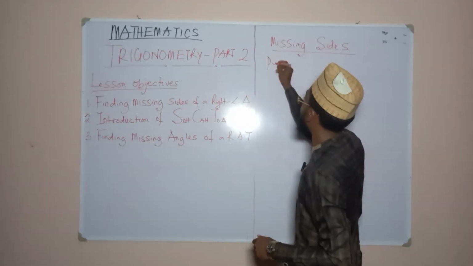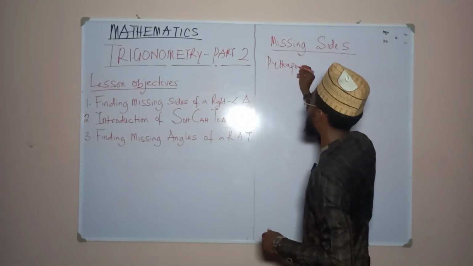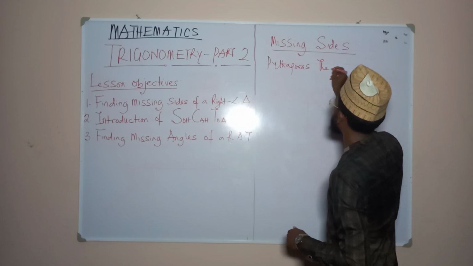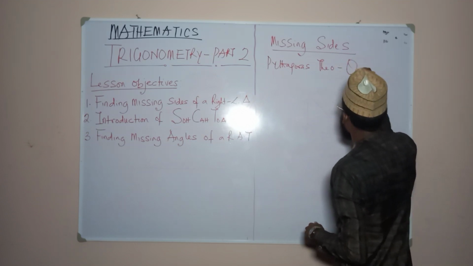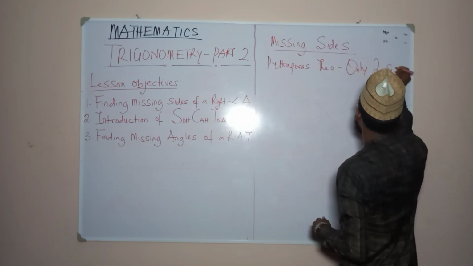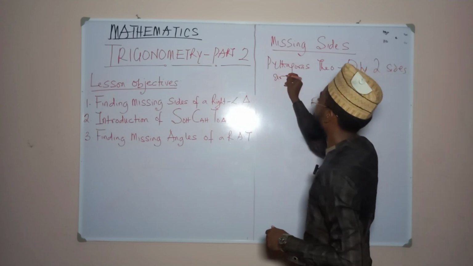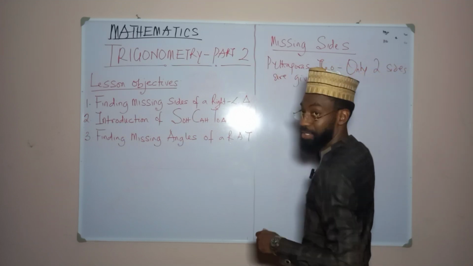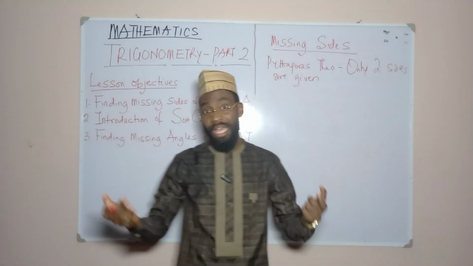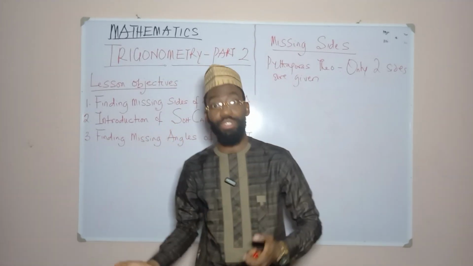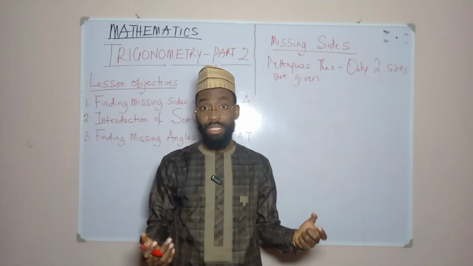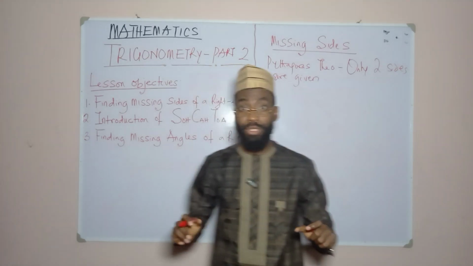We said that the Pythagoras theorem is used only when two sides are given. Now, who can still remember that Pythagoras theorem? It says the hypotenuse square is equal to the opposite square plus the adjacent square. So ensure you always quote the hypotenuse square first.